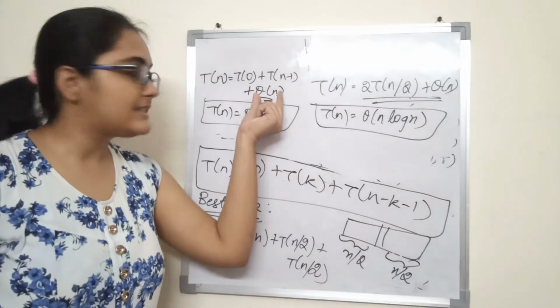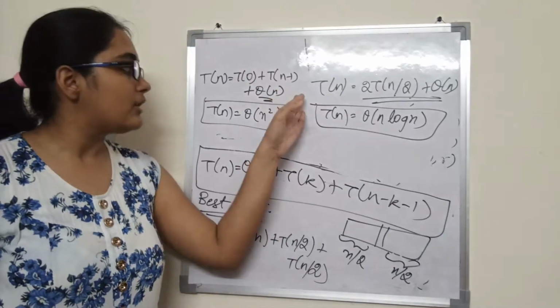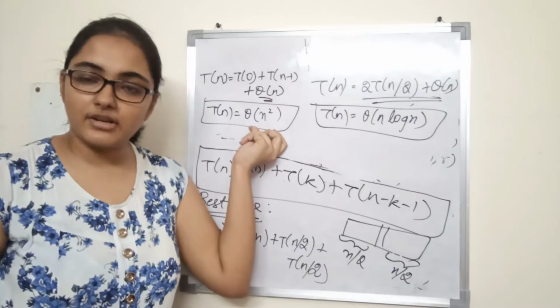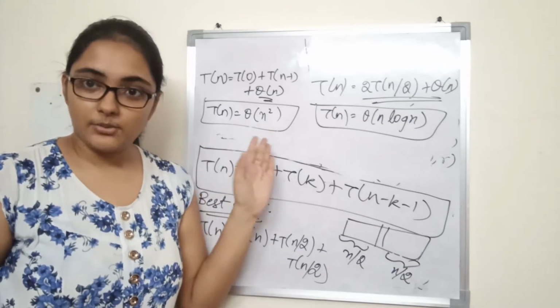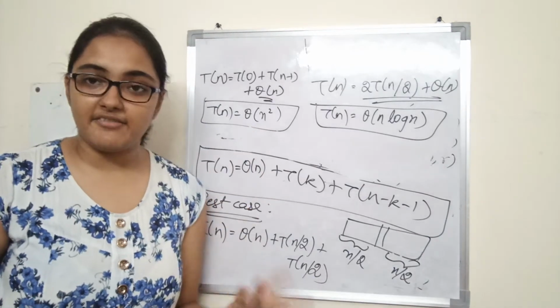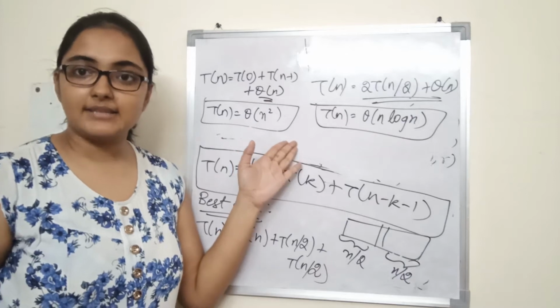You can take this as Cn, and by substitution or any other method you can calculate that the time complexity turns out to be theta of n square. That is the worst case time complexity of the quicksort algorithm, right? Now let us talk about the average case. Let us first talk about when this worst case occurs.